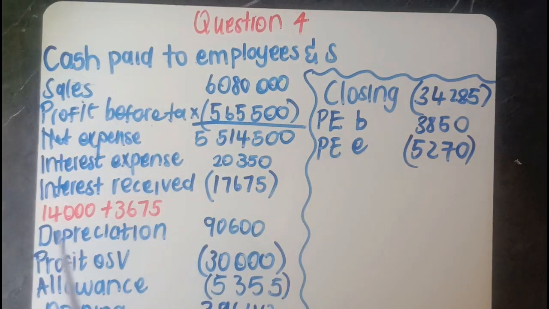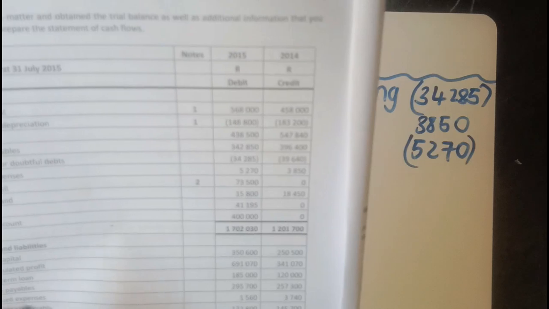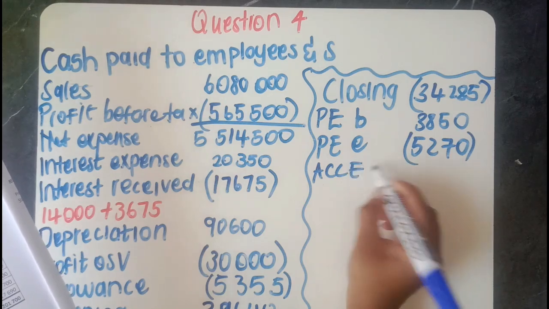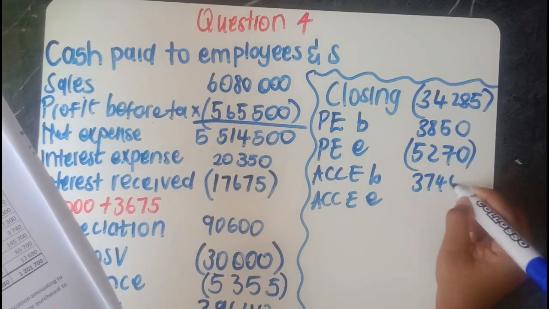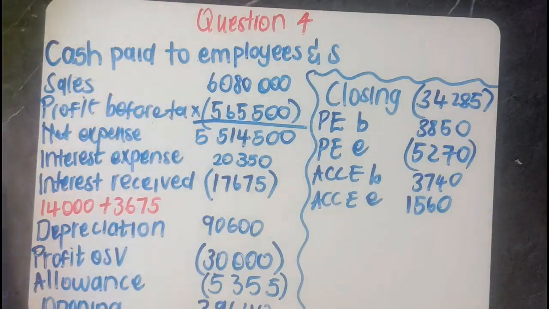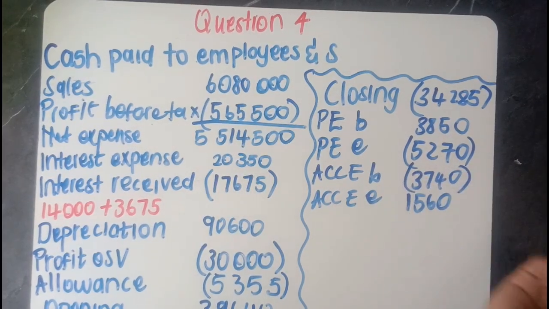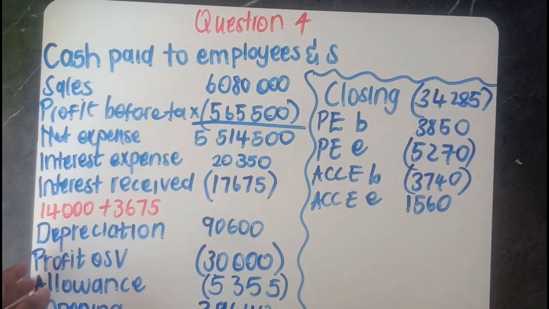Now, let's move forward. Your accrued expense here. You have your accrued expense, so you're going to say accrued expense beginning and end, right? And then you have 3740 and 1560, right? Which one do I bracket? You ask yourself, which one do I bracket again? You bracket your balance at the beginning, because while we're dealing with a liability, the balance at the beginning is on your negative side, right?